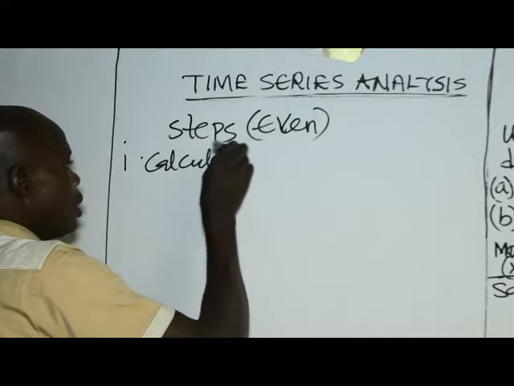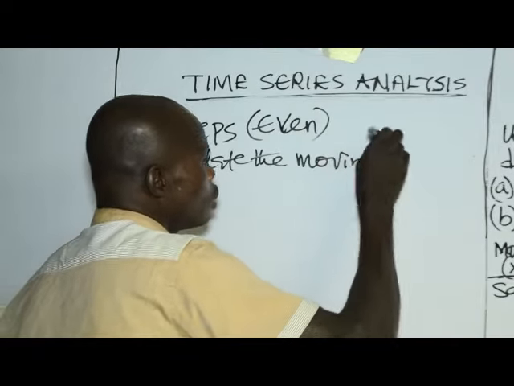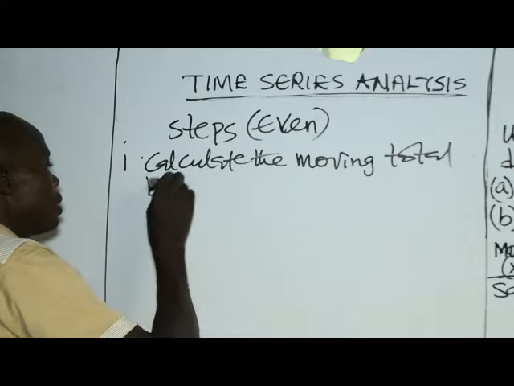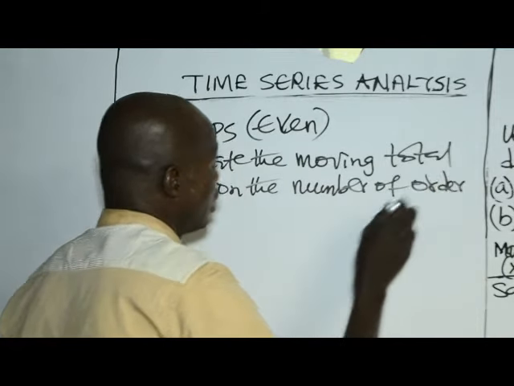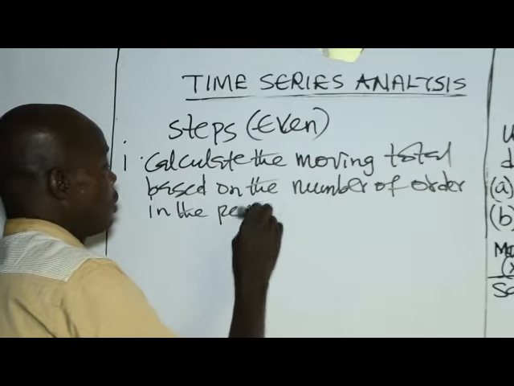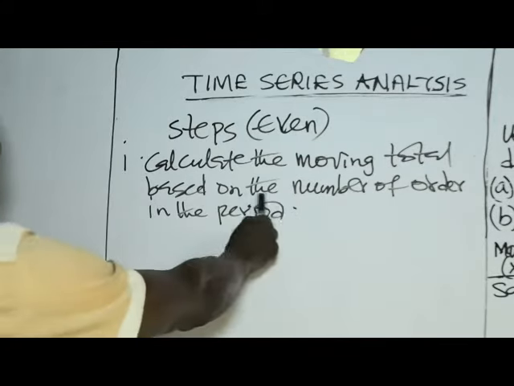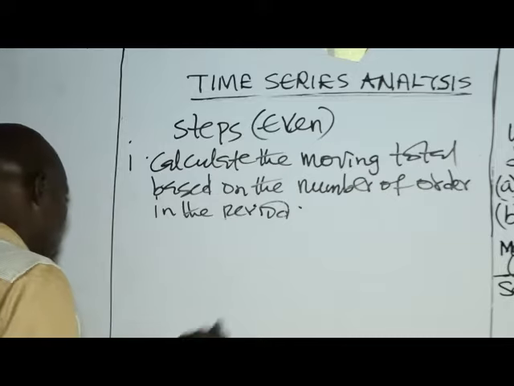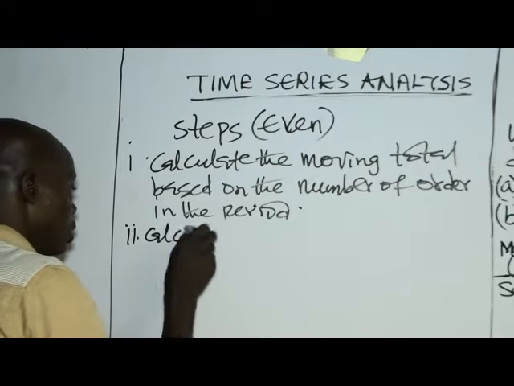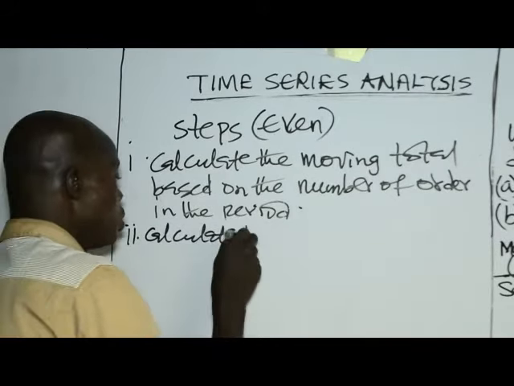Calculate the moving total based on the number of order in the period. That is the first step. You calculate the moving total based on the number of order in the period. Step 2. Calculate two of the number of order of the period moving total.